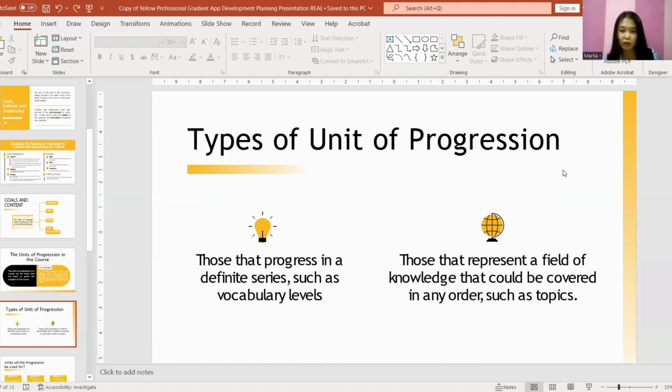And the second is those that represent a field of knowledge that could be covered in any order. So the second is not a series. For example, the unit of progression in a book: chapter 1 is about daily activity, the second chapter is about activity in the past, and the third chapter is about hopes in the future. These kinds are not based on language area, but based on topics, like a book in junior high school or senior high school.